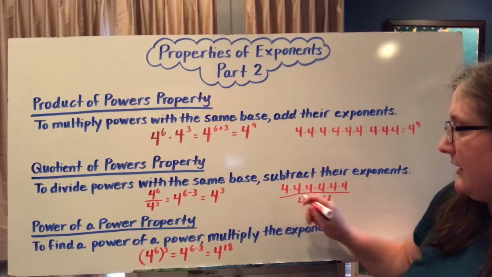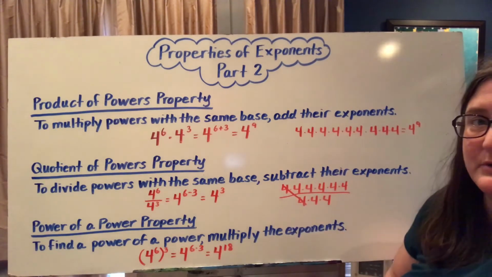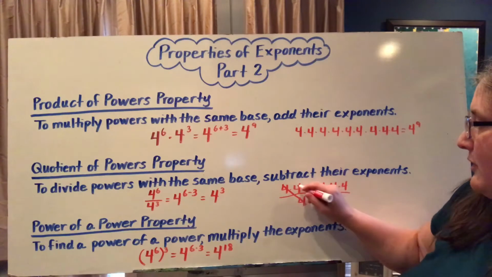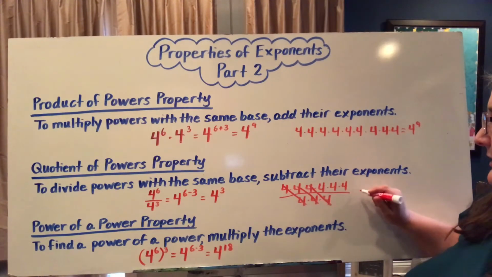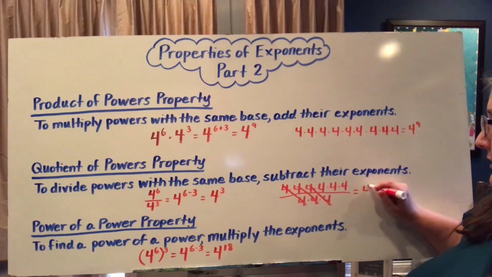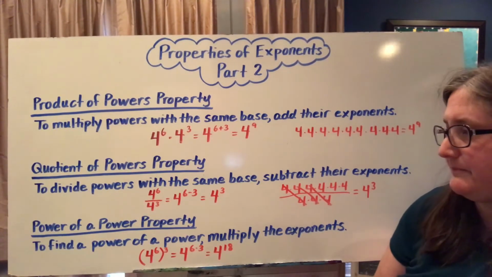4 divided by 4 will cancel out. That's going to equal 1. 4 divided by 4 will cancel out. 4 divided by 4 will cancel out. And I'm left with 3 4s in my numerator, so 4 to the 3rd.